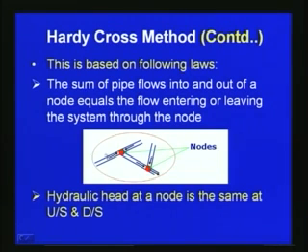Here the basic law is with respect to continuity. The sum of pipe flows into and out of a node equals the flow entering or leaving the system. Whatever is coming from this direction or that direction should balance with the flow going out of the node. Based upon this law the Hardy-Cross method works, and also the hydraulic head at a node is the same at upstream or downstream of the node.